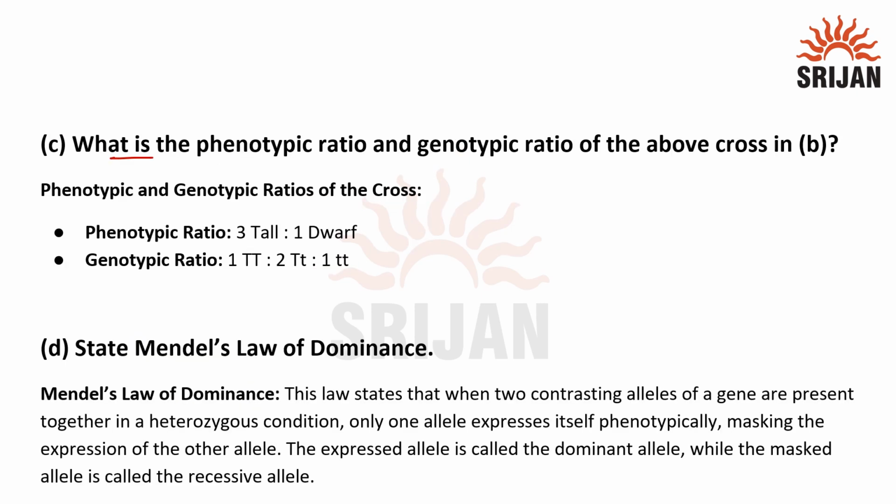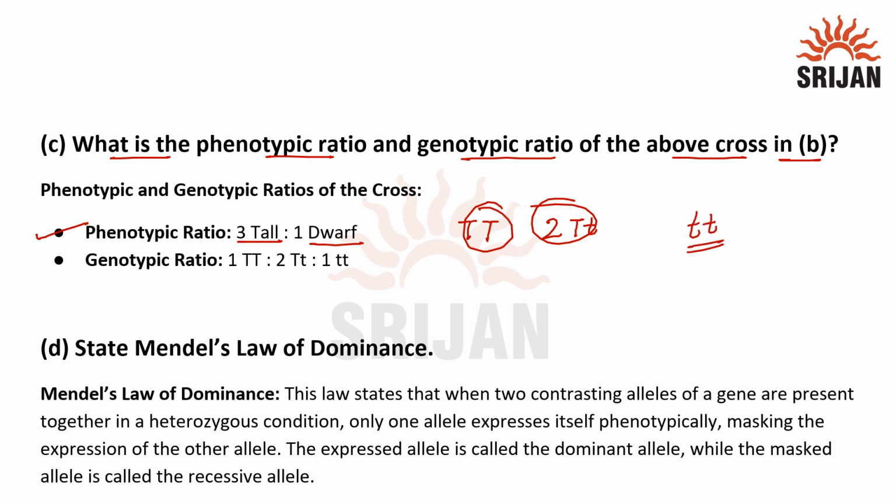Next is, what is the phenotypic ratio and genotypic ratio of above cross in B? So in B, we get a phenotypic ratio of 3 tall is to 1 dwarf, that is capital T capital T and 2 capital T small t are the tall ones, whereas 1 small t small t is the dwarf one. Next is genotypic ratio. Genotypic ratio is 1 is to 2 is to 1: 1 capital T capital T, 2 capital T small t, and 1 small t small t.